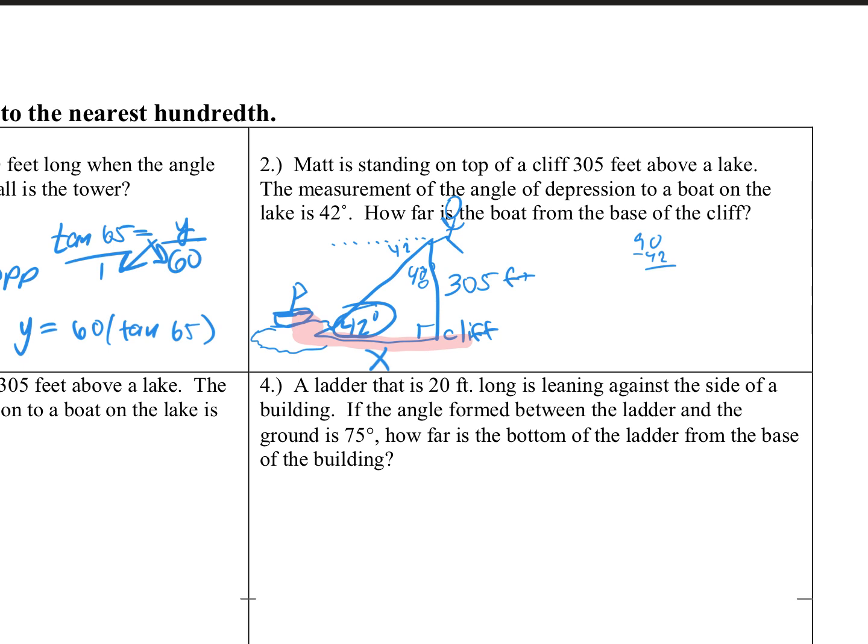So in regards to 42, what is 305? Opposite, good. And what is X? The adjacent. What trig function uses opposite and adjacent? Tangent again. So tangent of 42 equals opposite over adjacent. How do you solve this? Cross multiply. But drawing a picture, as silly as it seems, really can help you guys make sure that you understand what they're giving you and where to put stuff.